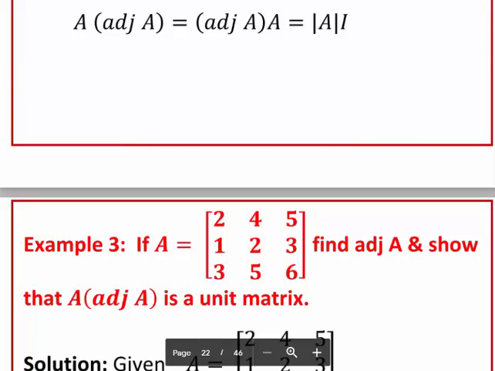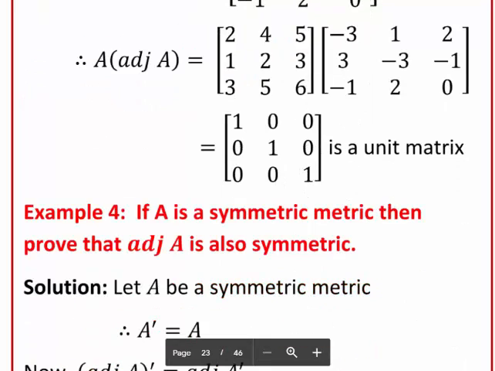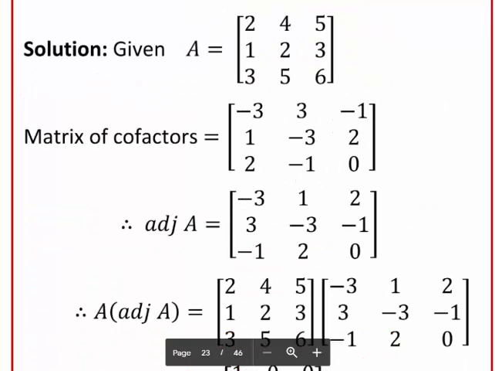Example 3. If A is equal to a 3 by 3 matrix having entries 2, 4, 5 like this. Second row is 1, 2, 3. Third row is 3, 5, 6. Now we have to find the adjoint of A, and also we want to find A into adjoint of A, and that we have to show is a unique matrix, means identity matrix. Here determinant A we have to check, and that is 1. This we have to show.